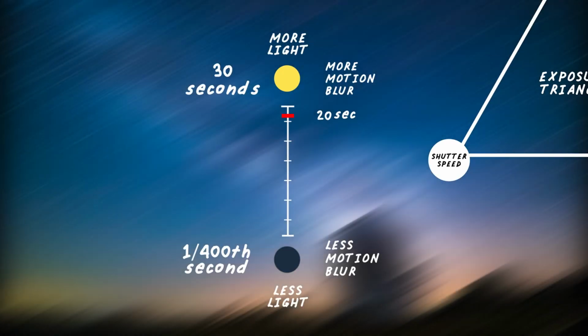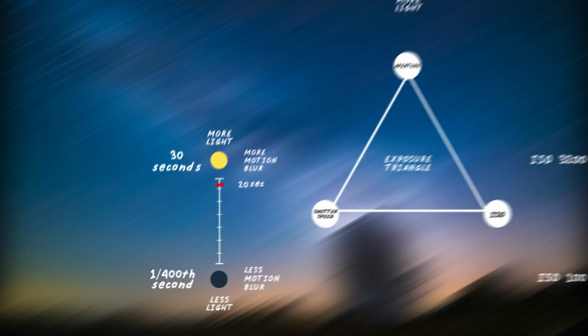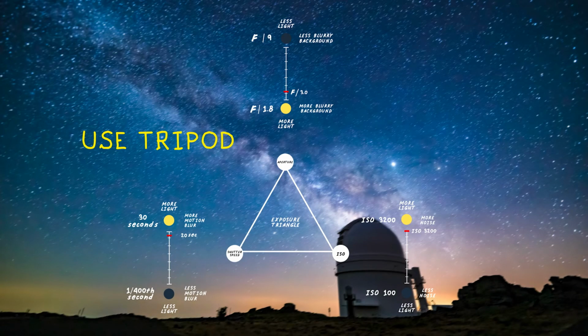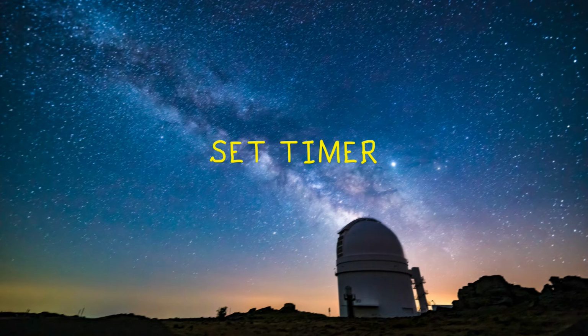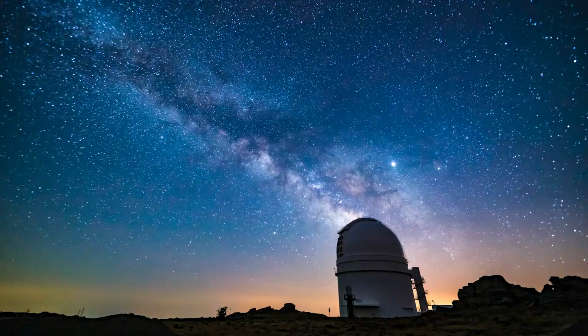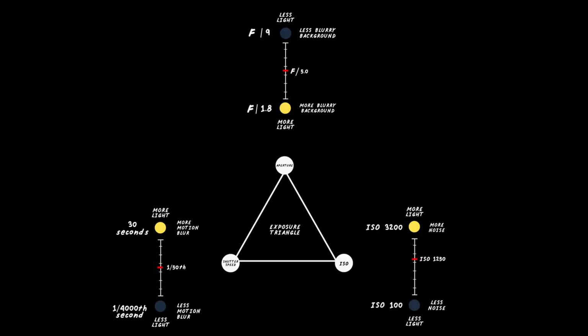Since we can't hold it perfectly still for 20 seconds, we're going to need a tripod. Also, even pressing the shutter button on the camera might make it move a little, so we want to set a 2 to 10 second timer to start after we press the button. And not bad!